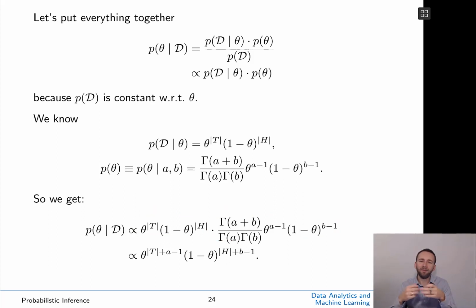And now comes some surprising result. The nice result is, since we have picked this beta distribution, we can now nicely simplify this, right? Because you see that the beta distribution also has these two terms, which we have also seen here in the likelihood, right? And this term does not depend on theta.